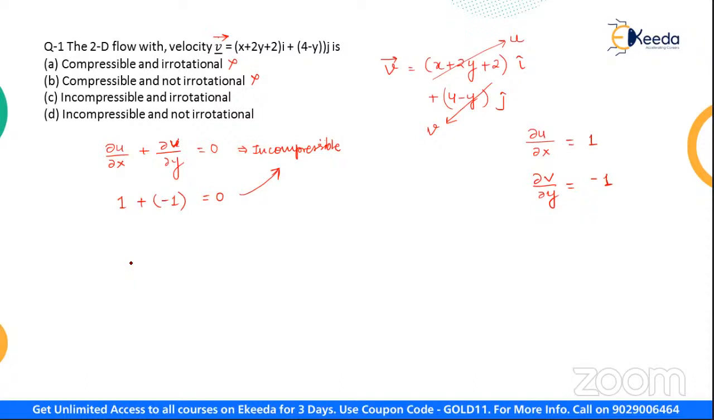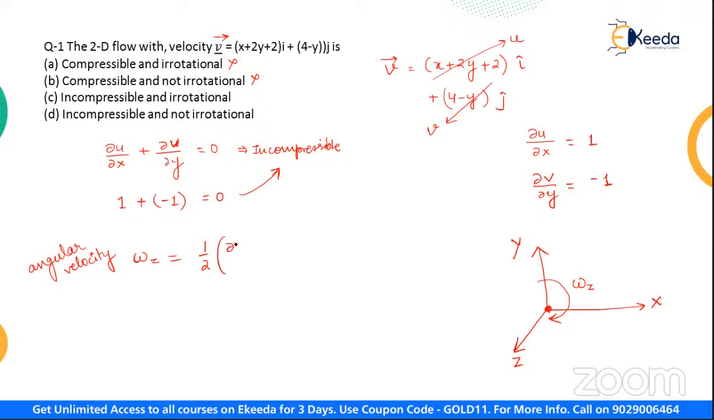Now to check whether the flow is rotational or irrotational, we need to check the angular velocity. Now the angular velocity, when we are having only two components, x and y given, so let's say this is the x direction and this is the y direction. Obviously this plane will try to rotate about the axis which is out of the plane. That means the angular velocity will be obtained along the z direction. And the formula for that is given by 1 by 2 (del v by del x minus del u by del y).